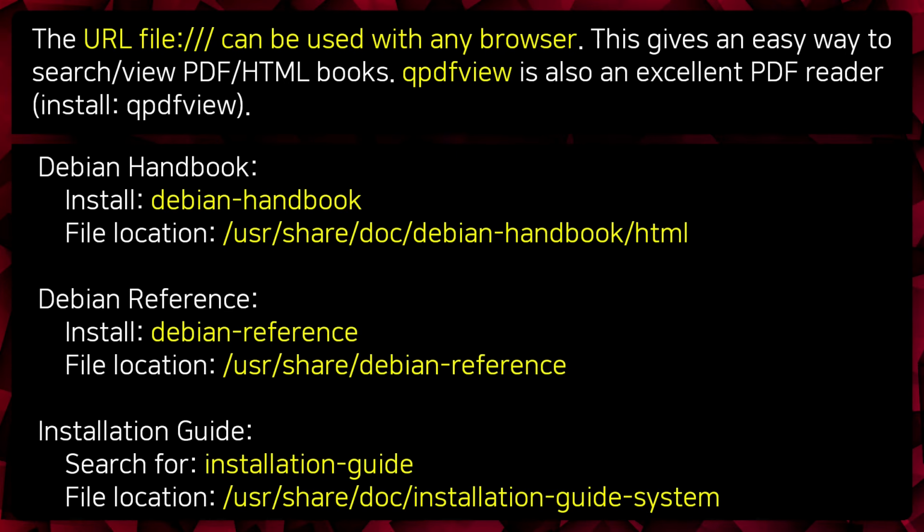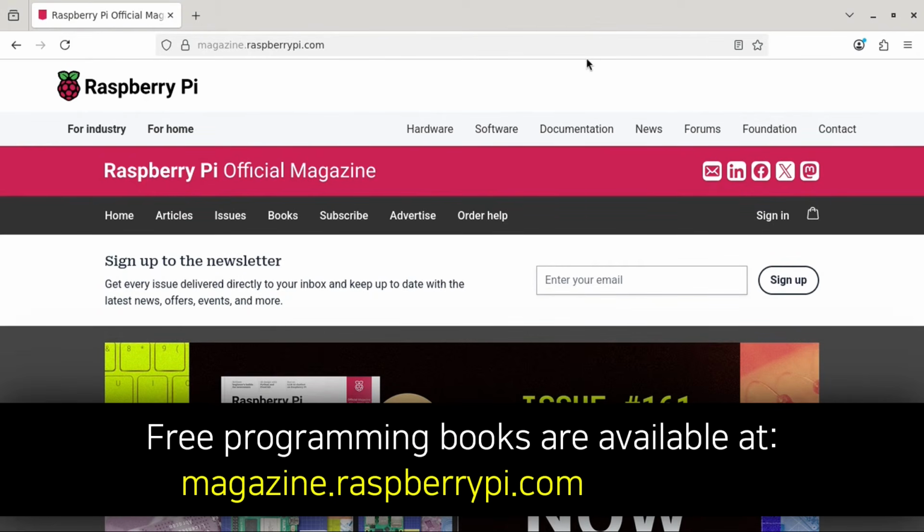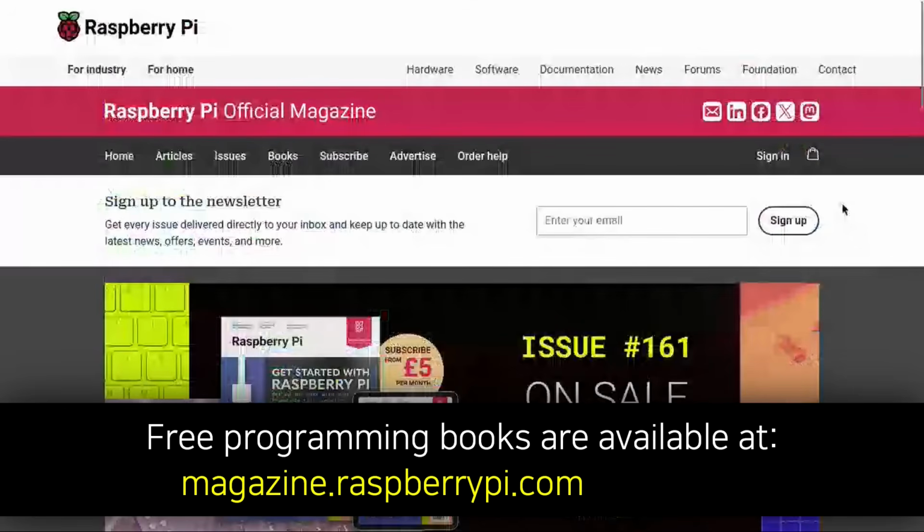In a browser, the URL file:// can be used with any browser, which is a great way to view HTML or PDF-based books and documentation. QPDFView is also an excellent PDF reader, which we can get by installing qpdfview. Another great source of documentation is magazine.raspberrypi.com. From this website, we can get programming books as PDFs.